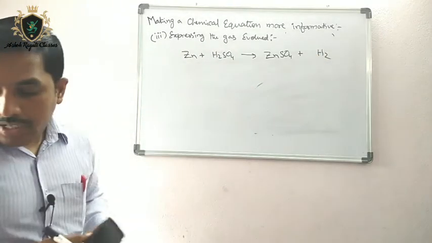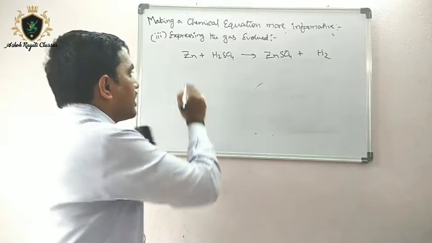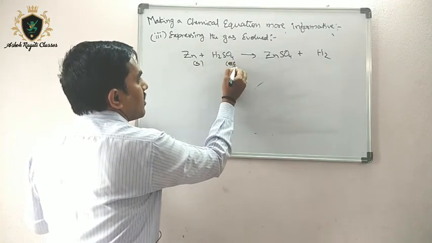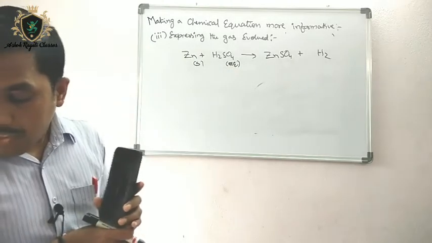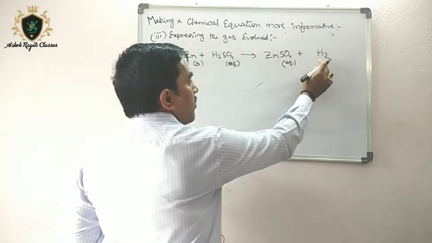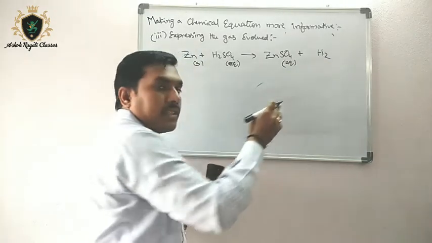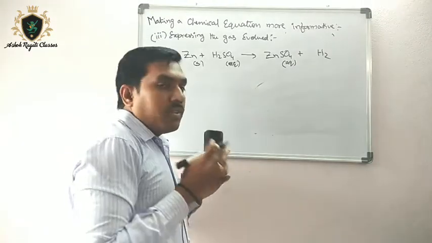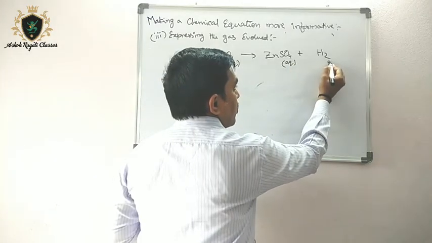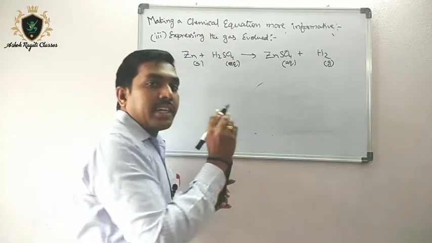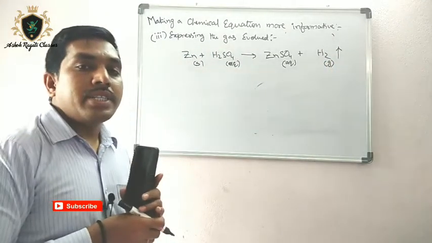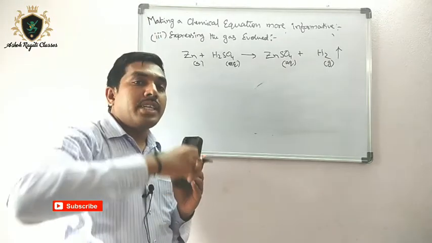These states we can also represent every time. Zn is a metal, and H2SO4 will be aqueous, and in the same way ZnSO4 is also aqueous. But here we don't know whether the last product is coming in solid state or liquid state. If it is a gas, then the state should be G, so we must indicate it with G. Or if you use an up arrow, it says that some gas is evolving, some gas is being released.